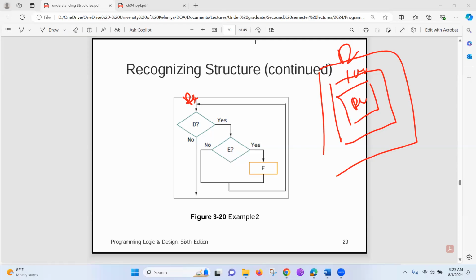So in the next structure also you can identify there is a single starting point and a single exit point. It is coming under the same level. That means it is the structured one. Yes, it is a structure. It has a loop, and within the loop is a selection as well. So this is very simple.